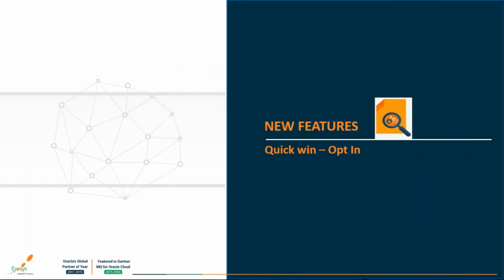Just as we begin to enter the third phase, these are the quick win features which are opt-in, which basically means that based on previous trends, these features can prove to be helpful for organizations, but these are not made default by Oracle.